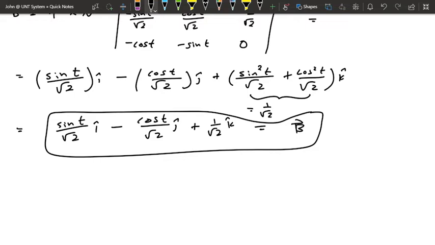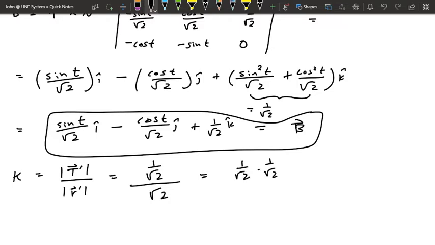Let's calculate the curvature kappa. So the formula that we usually use for kappa would be the length of T prime over the length of r prime. And the length of T prime was 1 over root 2. The length of r prime was root 2. So that's the same as saying 1 over root 2 times 1 over root 2, which is 1/2. All right, so we calculated T and B and kappa, which is a lot of work.